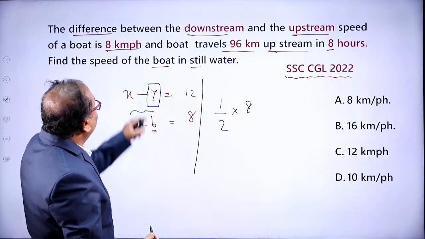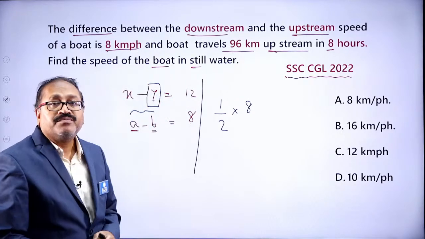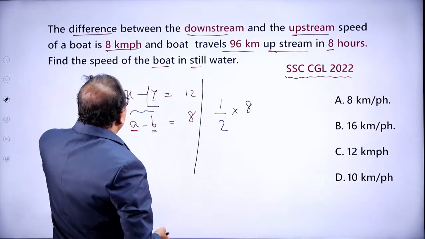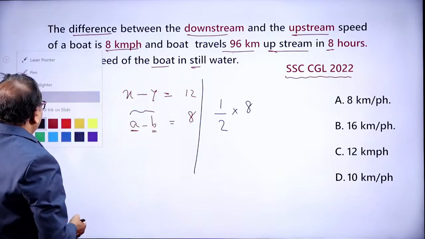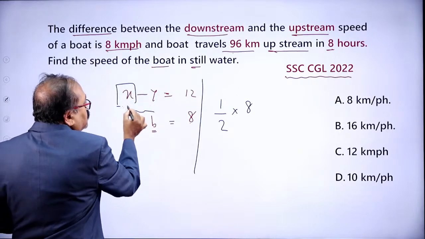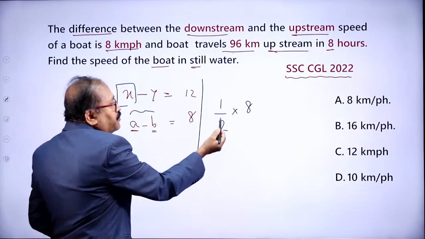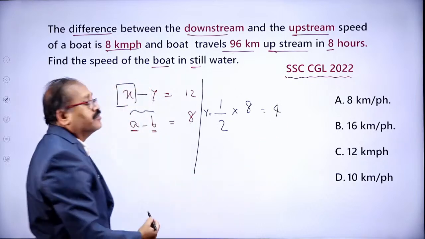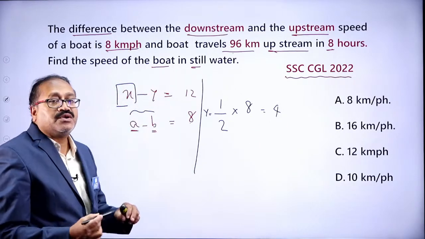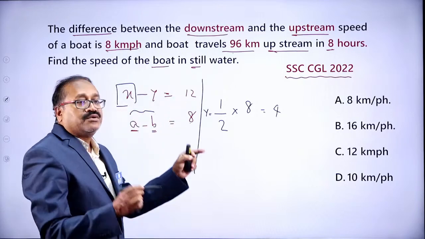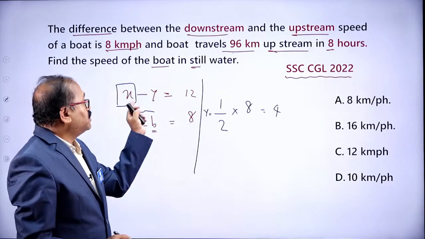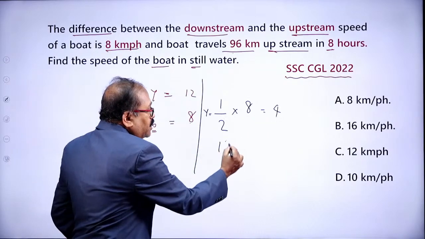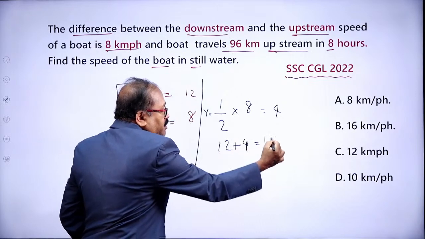What is the question? The boat speed in still water. So my requirement is not y. I need to find out x. And the half of the difference will give you y. And the y is equal to 4, you know that. And x minus y is equal to 12. Then what is x? X is equal to 12 plus y. Y is 4. So your answer is 12 plus 4, which is nothing but 16.